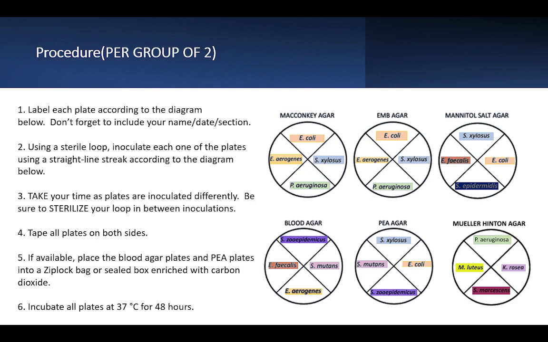And then you guys will incubate them at 37 degrees Celsius for 48 hours, and then you guys will read the results. Really easy to read the results, like we talked about before. If you guys do get stuck on something, make sure you ask your TA or your LLAs there for help.